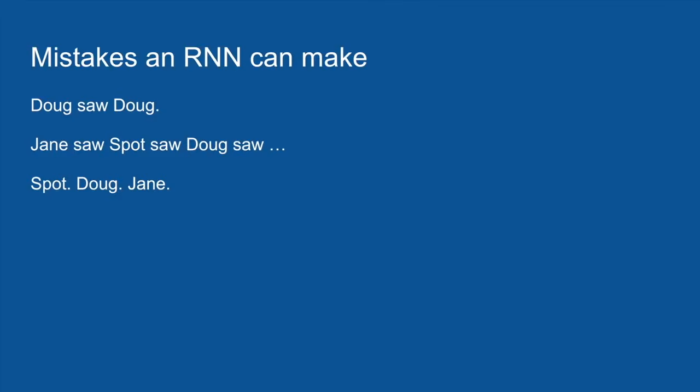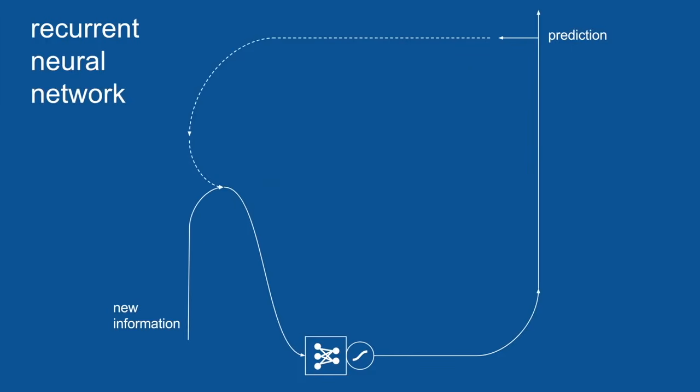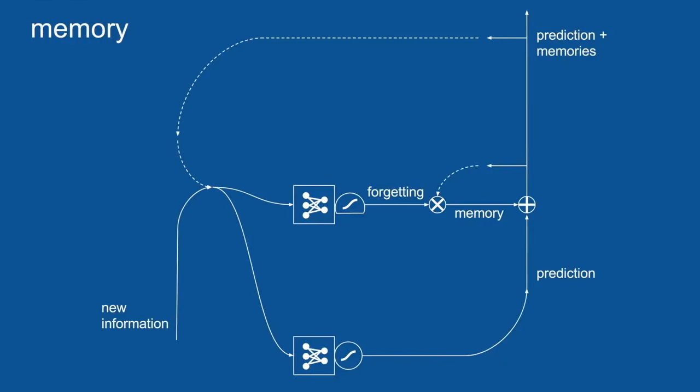Similarly, we could get something like "Doug saw Jane, saw Spot, saw Doug." Because each of our predictions only looks back one time step, it has very short-term memory. It doesn't use the information from further back, and it's subject to these types of mistakes. In order to overcome this, we take our recurrent neural network and we expand it, and we add some more pieces to it. The critical part that we add to the middle here is memory. We want to be able to remember what happened many time steps ago.